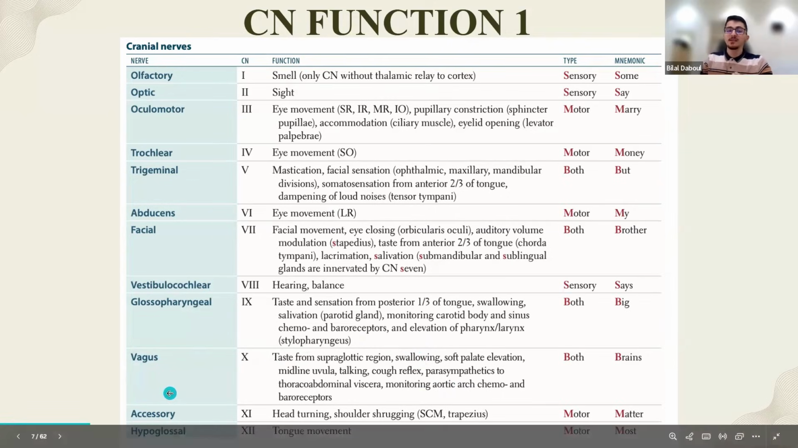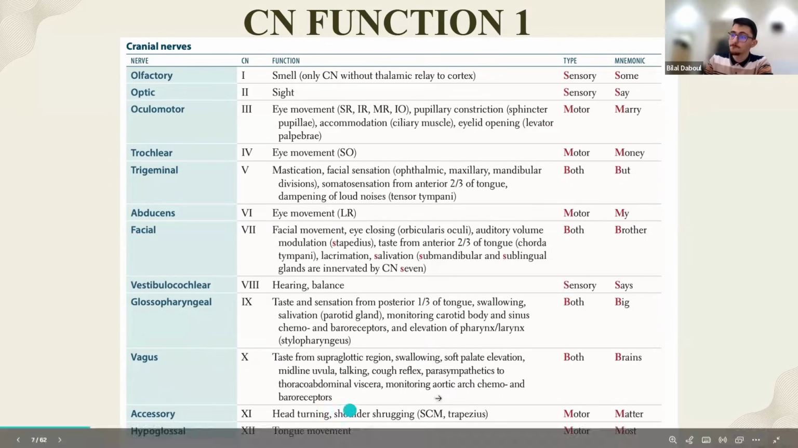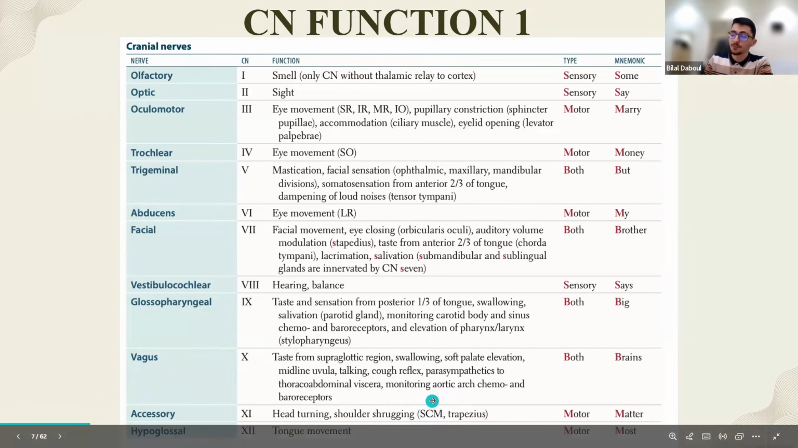Now, for the accessory, it's a very easy nerve to know. However, you need to know a couple of things about it. It's the 11th cranial nerve for starters. The accessory, as the name implies, supplies 2 muscles. For starters, it supplies the trapezius muscle and the sternocleidomastoid. So 2 muscles, the trapezius and the sternocleidomastoid.